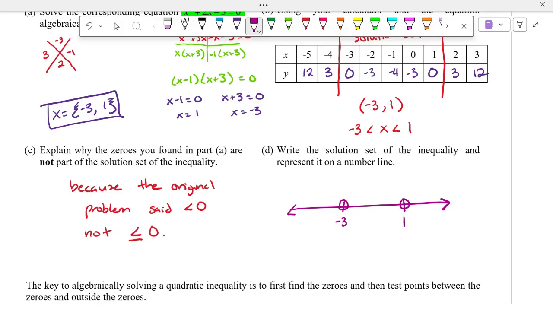Now, if I want them between, where would I shade? Would I shade on either side of them, or would I shade between them? Between. So if I was to draw this on number line, this is what it would look like. We're saying that my solution set lies right here. So any value, whether it be decimal, fraction, whole number, whatever, rational, irrational, as long as it's between those two numbers, it's valid.